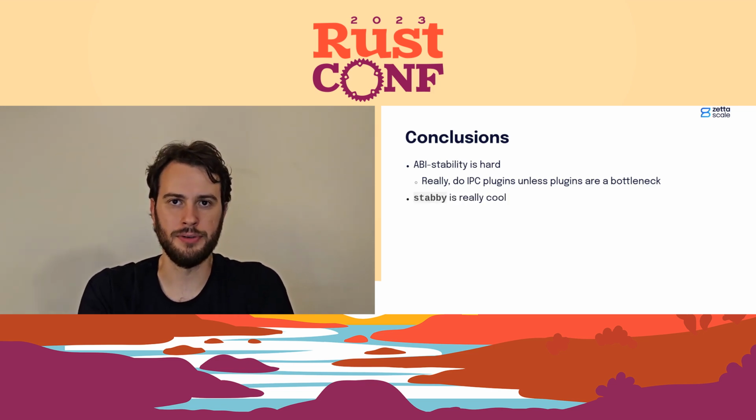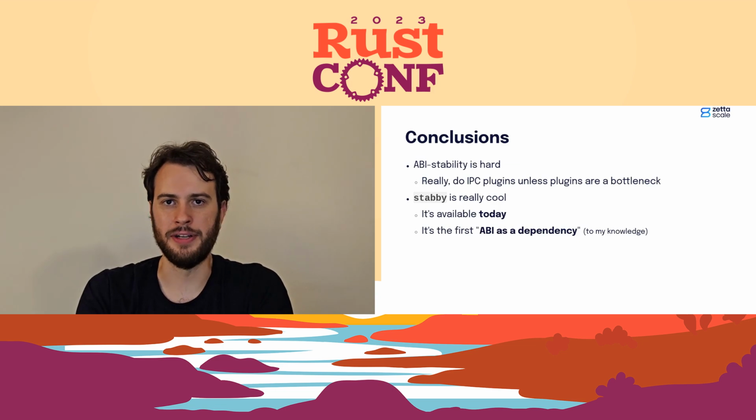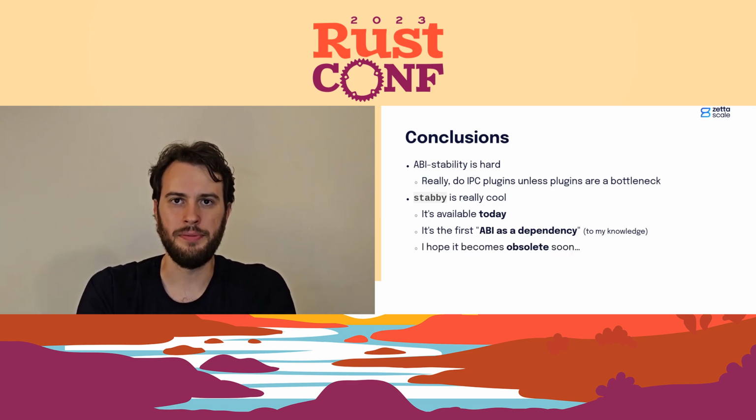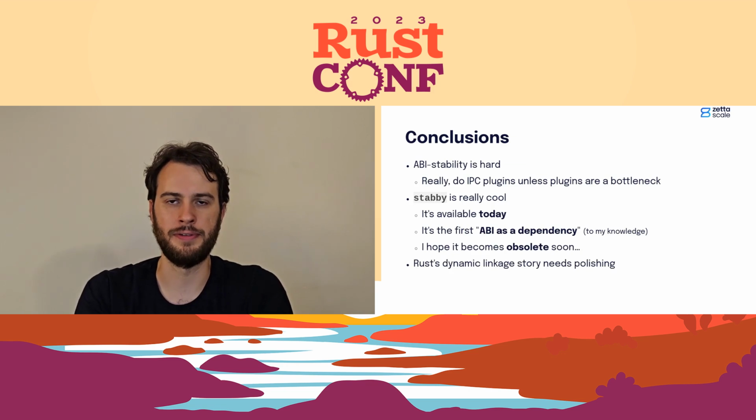Also, stabby is very cool. It has a lot of features, some of them Rust doesn't even have yet, but most importantly, it's available today. And what I find really cool about it is that, to my knowledge, it's the first ABI as a dependency. The first time in a compiled language you could just say, well, let me just pull an ABI from my package manager. But I really hope stabby becomes obsolete soon, because while it's cool, it's mostly a symptom of the fact that Rust's user story for dynamic linkage still needs a lot of polishing.